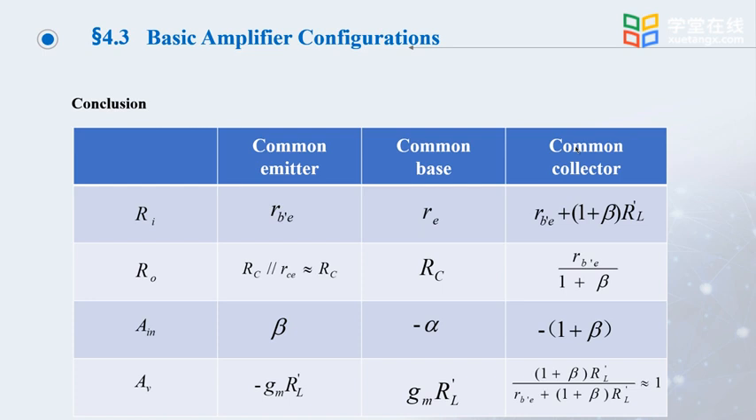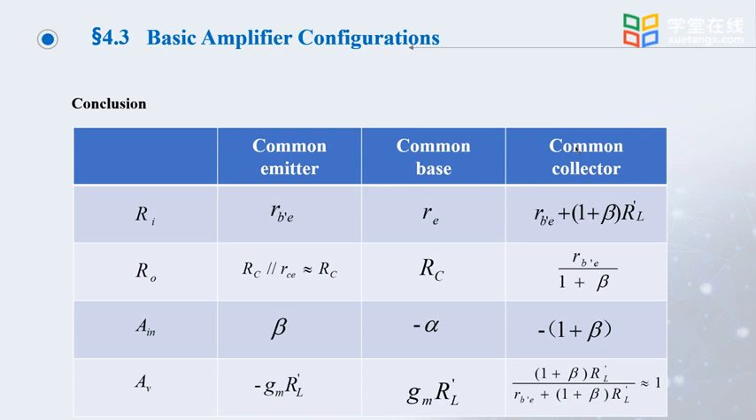It has the largest input resistance, while the output resistance is the smallest. It has a large current gain but no voltage gain. Its value is less than 1, very close to 1. But the common emitter amplifier has input resistance and output resistance between the above two amplifiers. It has current gain, and there is also voltage gain.